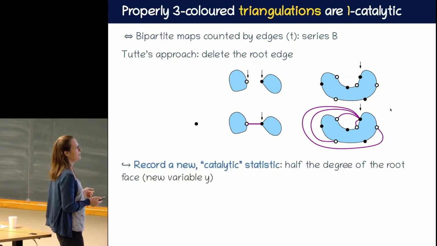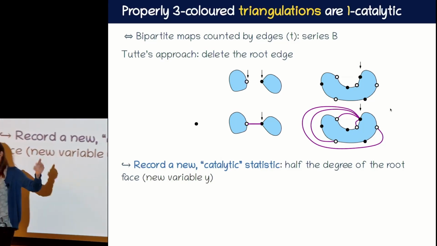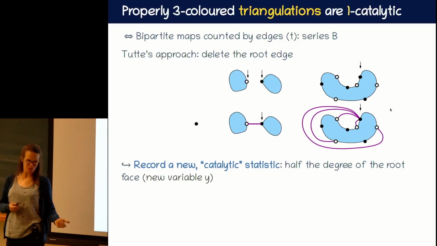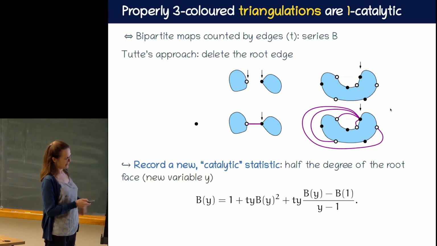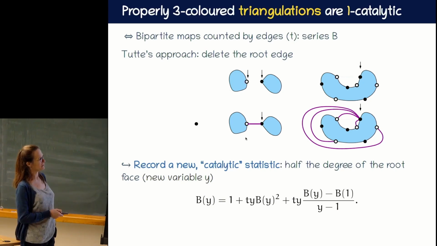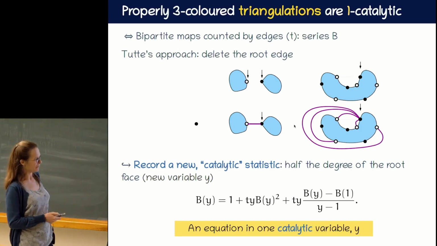So we will do that. We will consider this additional statistic, which is called catalytic, and the corresponding new variable, say y, which will also be called catalytic. And then if you sit down for some time, you will end up writing for the series B, which now involves the size variable t but also this additional variable for the outer face, this equation, which is really typical of what you get when you count maps. With a divided difference, this is a typical equation in one catalytic variable.